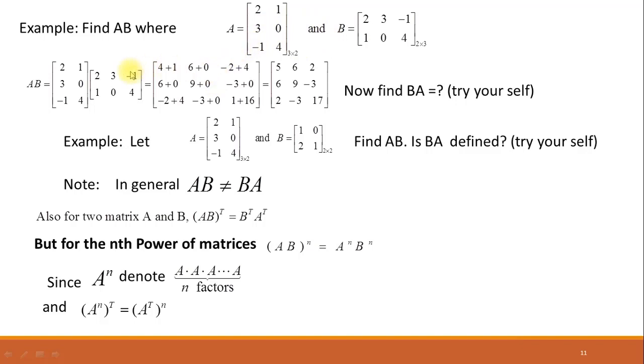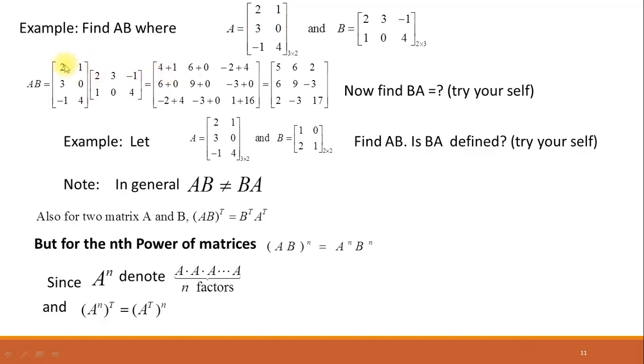For the multiplication, note that we fix this row and apply it to the first column, then to the second column, and then to the third column. For example, in the multiplication of AB, fix this row and apply it to this column. 2 multiplied by 2 is equal to 4. 1 multiplied by 1 is equal to 1.